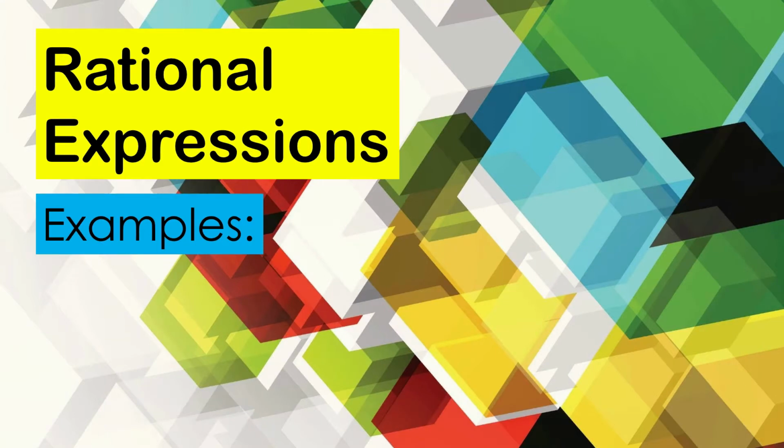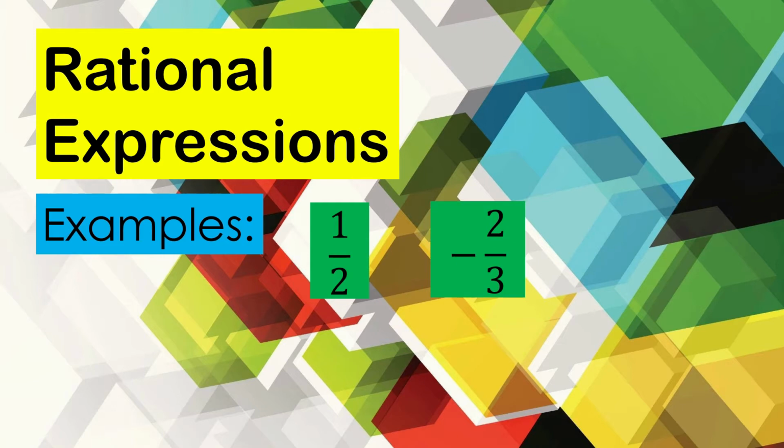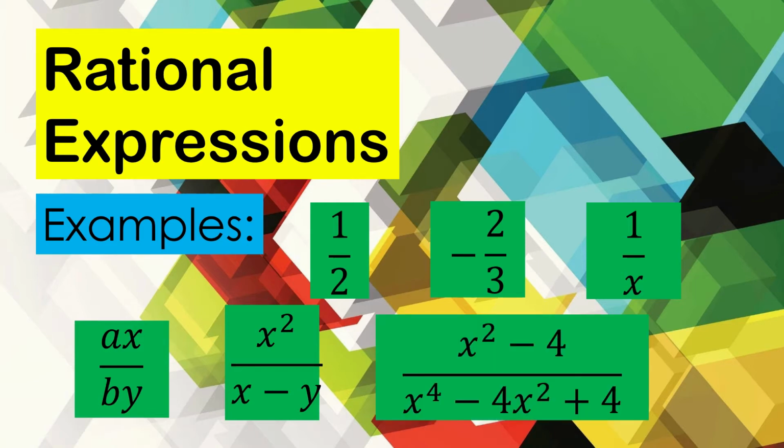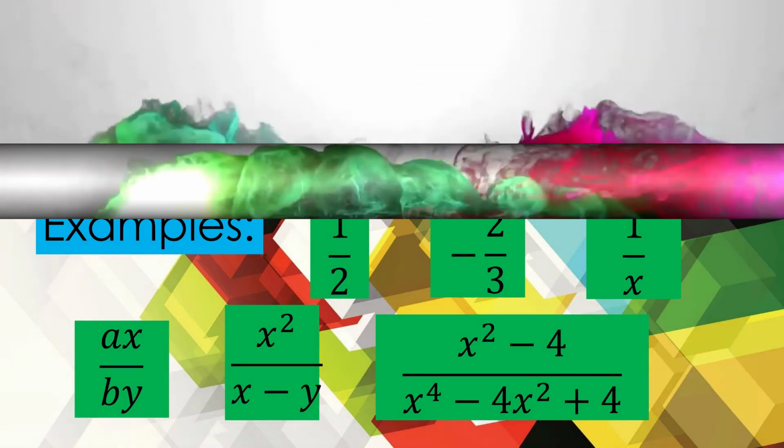Let's have some examples of rational expressions. 1/2, -2 over 3, 1 over x, ax over by, x squared over x minus y, x squared minus 4 all over x to the 4th minus 4x squared plus 4. Those are examples of rational expressions.